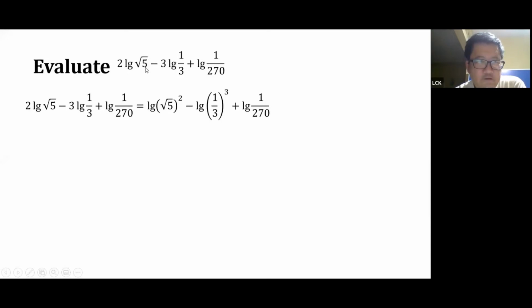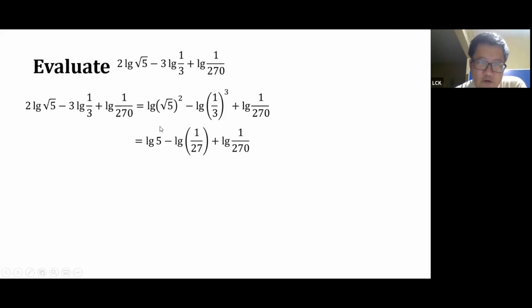You have 2 log square root of 5 minus 3 log 1 over 3 plus log 1 over 270. And the first thing you do is to bring up this 2 and 3 here. So when you bring up 2, it's just square root 5 squared, and square root 5 squared is 5. Square root 5 times square root 5 is 5. All right, so here when you bring up the 3, you have 1 over 3 cubed. And 1 over 3 cubed is 1 over 27. Right, so just write that down.